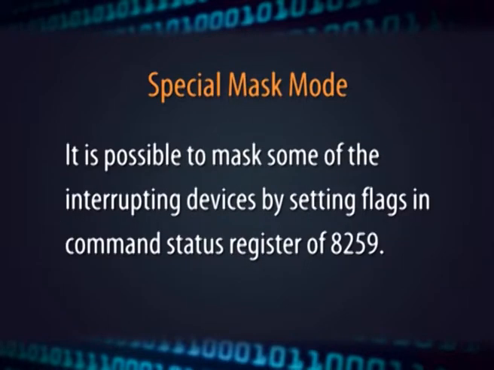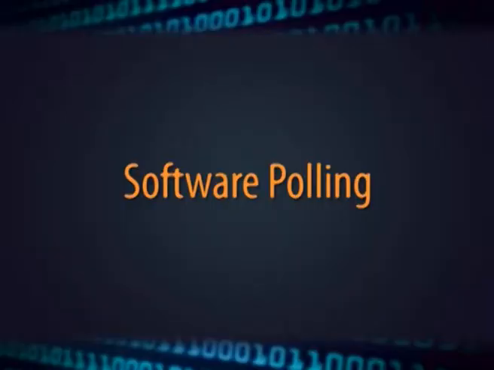In the third mode, called special mask mode, it is possible to mask some of the interrupting devices by setting flags in the command status register of the 8259. The setting of the above 3 modes, including the setting of the flags, is done using software written in the CPU, and therefore, the 8259 interrupt controller is also called the programmable interrupt controller.